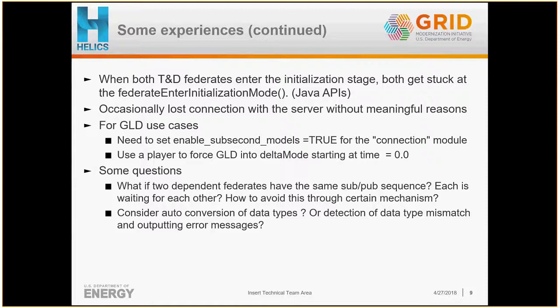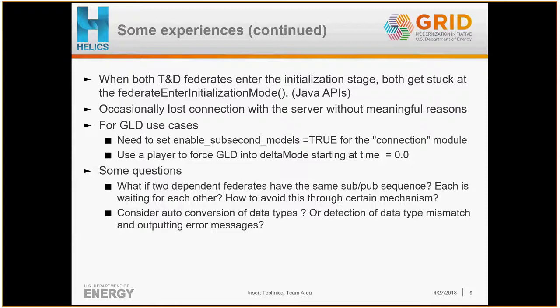And the last would be two questions for developers to consider. I'm thinking about whether two independent federates having the same sub or pub sequence would cause any conflict. Are there any mechanisms in the development to avoid such an issue? And the other is, is it possible to do auto conversion of data types, for example, from complex to string or double to integer, this kind of thing?